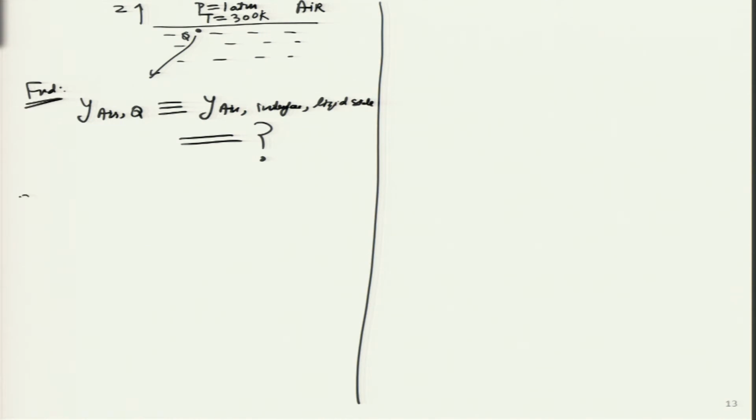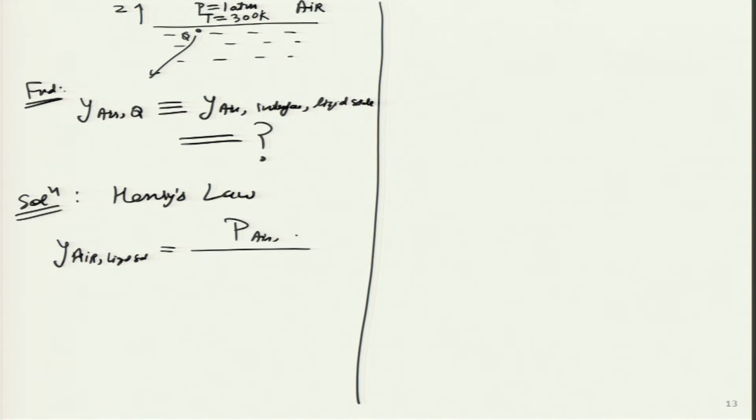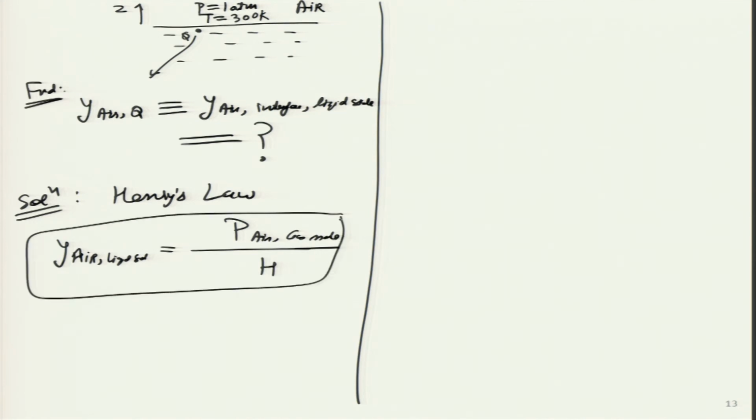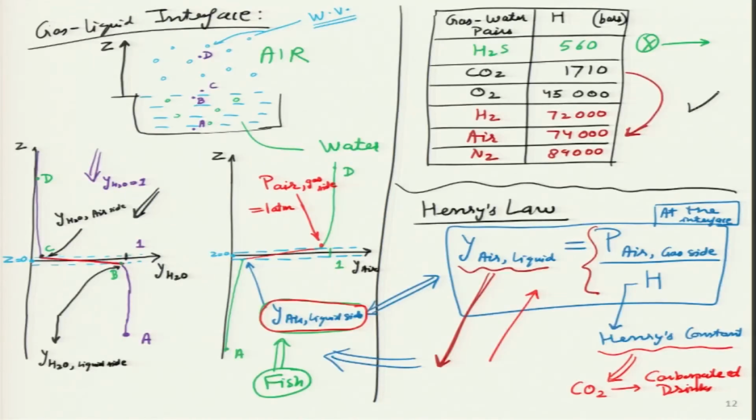How will we solve it? The hint is that we have to use Henry's law. So, the answer is very straightforward. In one step we can calculate it. The value of air on the liquid side is simply equal to the pressure of air on the gas side divided by Henry constant H. For the air-water pair, the Henry value we know is 74,000, because we got it from this particular table over here. So, here we have 74,000, with units in bars.